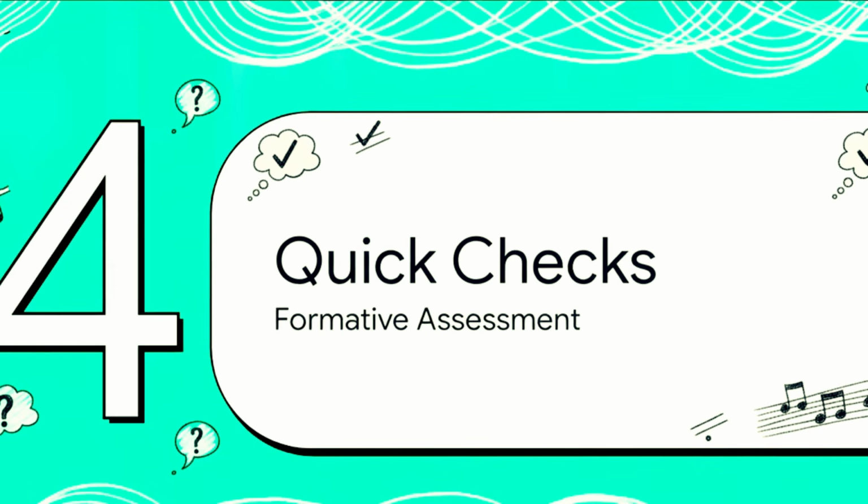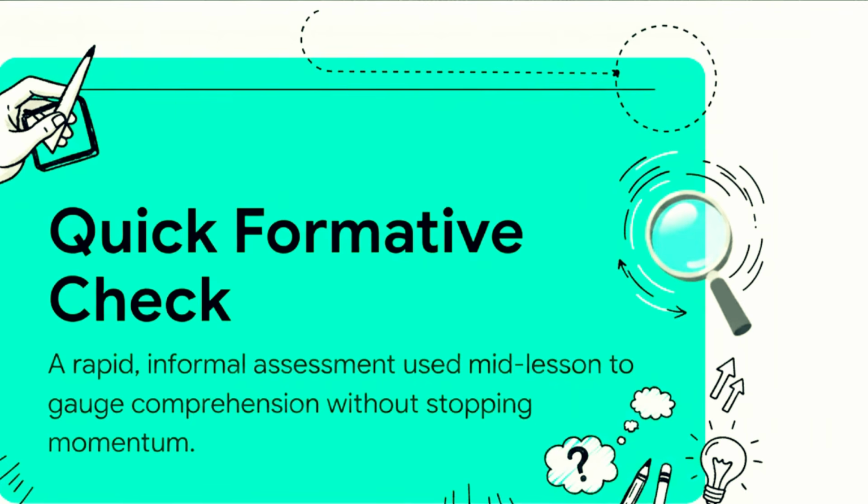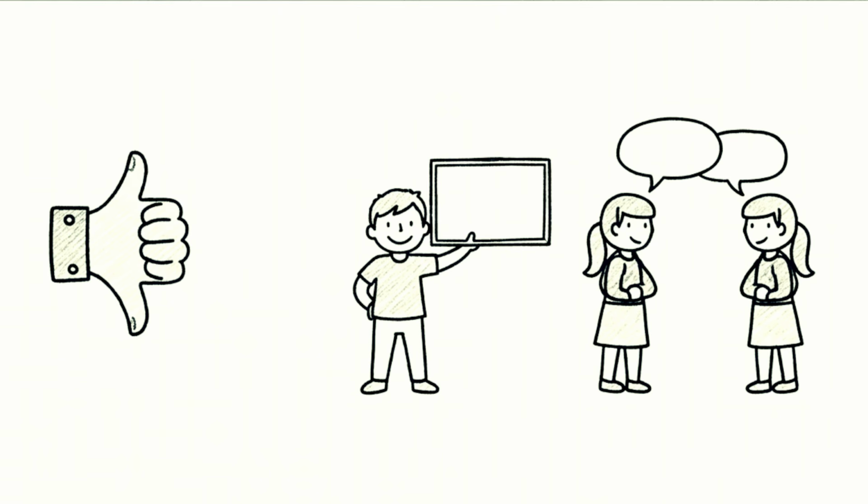Next up, section 4, quick checks for understanding. We need to define what a quick formative check actually is. It's a rapid, informal assessment used mid-lesson to gauge student comprehension without stopping the momentum. Notice those keywords, rapid and informal. This isn't a quiz. It's not graded. This is just a real-time diagnostic tool for you to see if the students are successfully completing that practice a little phase we just talked about. The absolutely crucial point here is executing these checks without totally derailing your class.